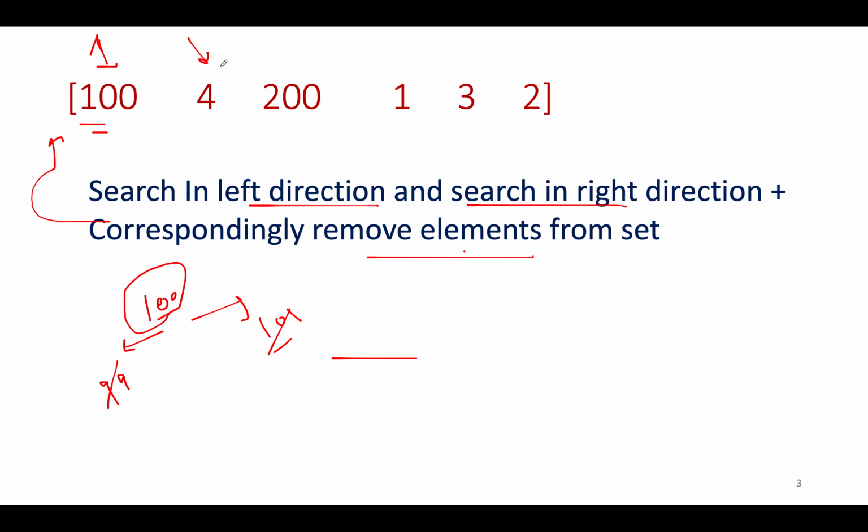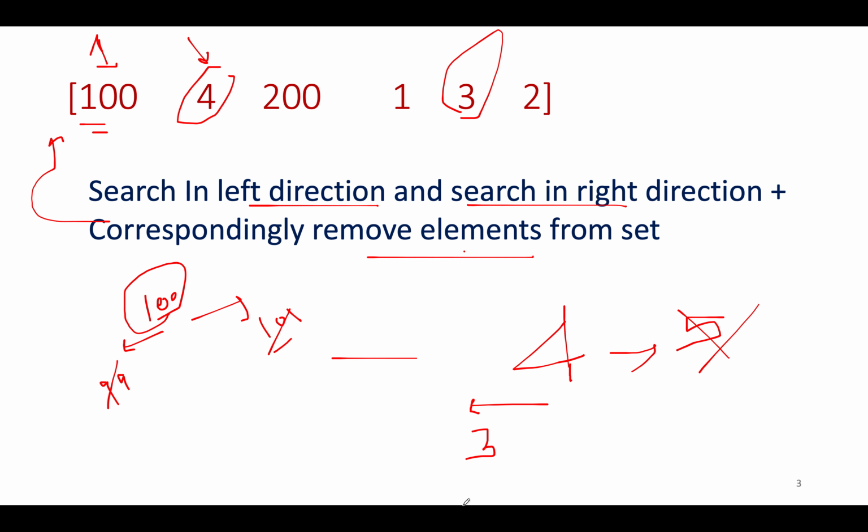The next element that I have is 4. I'll go in both directions, one forward and the other backward. In the forward direction I have the next element as 5. Does 5 exist in the set? It doesn't. I'll stop there itself. Does 3 exist in the set? It does. I'll keep on going in the left direction till the element does not exist in the set. Along with this, I'll keep on deleting that element from the set.